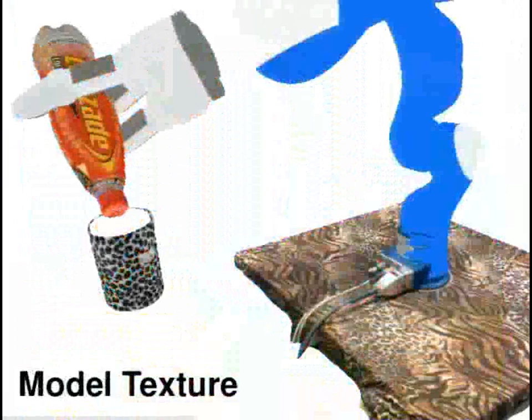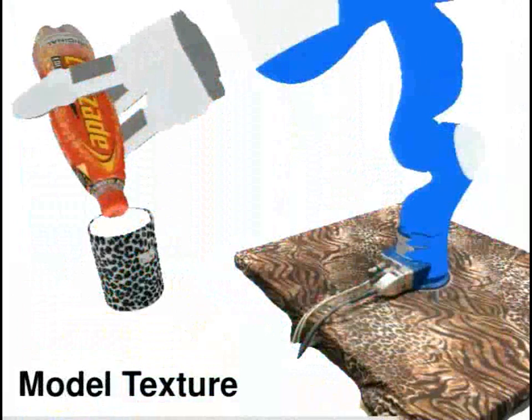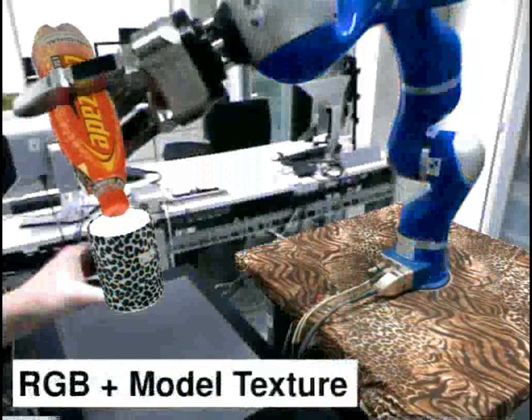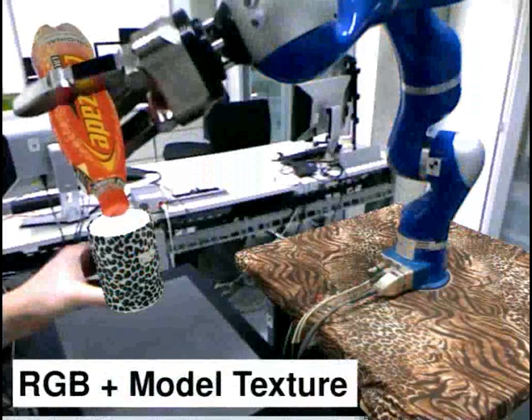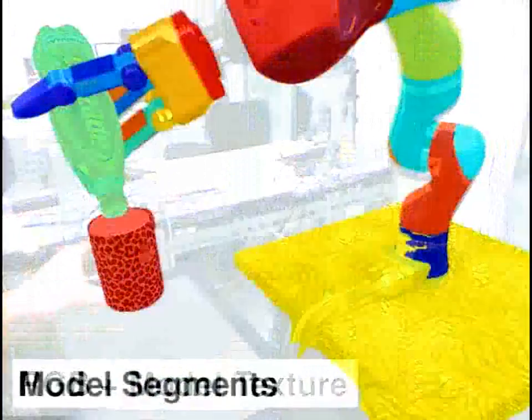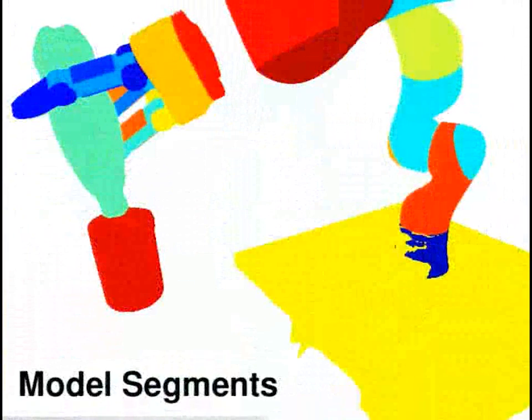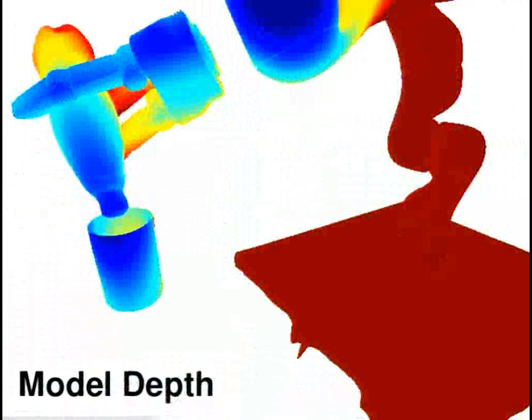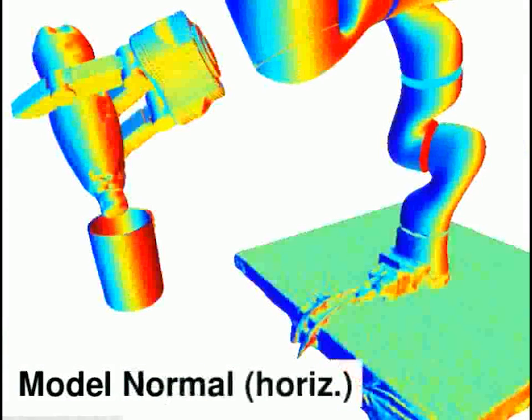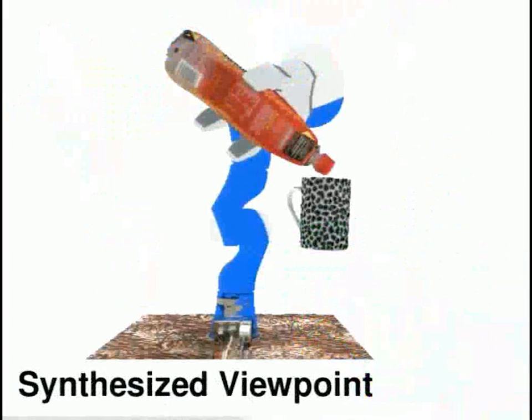For example, we can render the texture. We can blend this texture with the actual color signal. We also use this as a visual cue. We know where all the segments are, and because it's 3D, we are aware of all the occlusions. We can synthesize the depth of the scene. This is thresholded here. And we can also synthesize a normal, so we use all this for ICP-style registration. And we can also synthesize arbitrary viewpoints, to see that the servoing is very accurate.